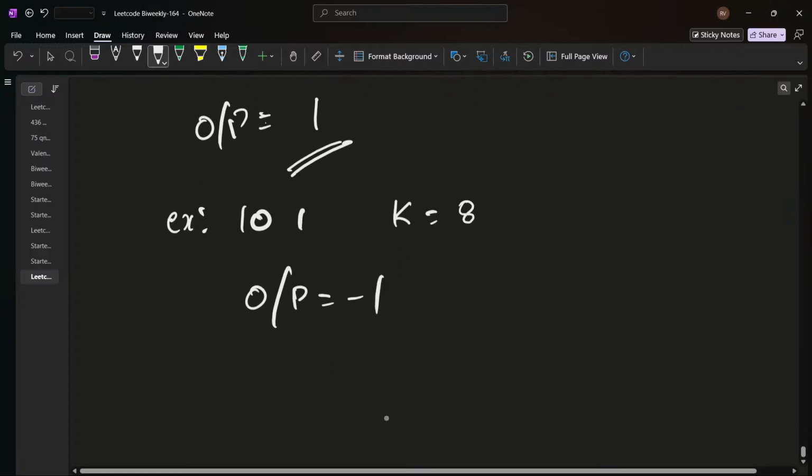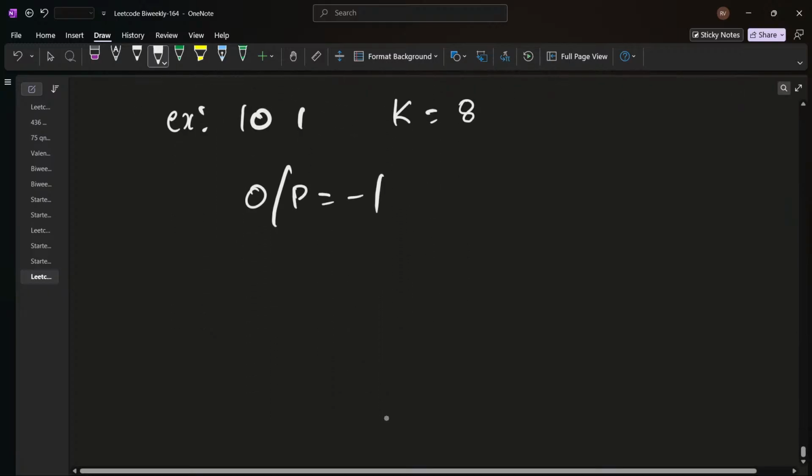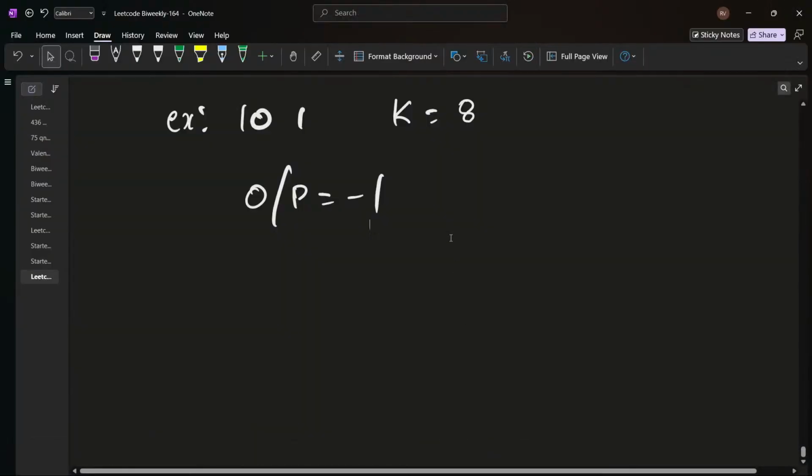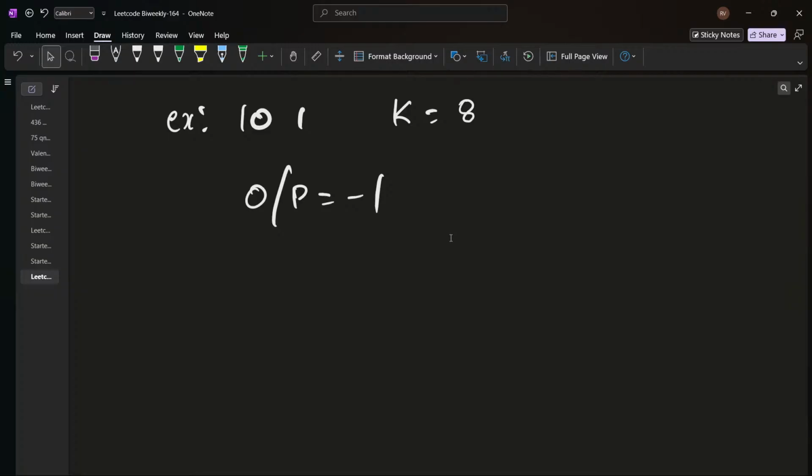I'll take one more example. I'll take a different example other than the one given here. Let me think. Anyone in the chat, if you are ready to give me a string, give it to me.